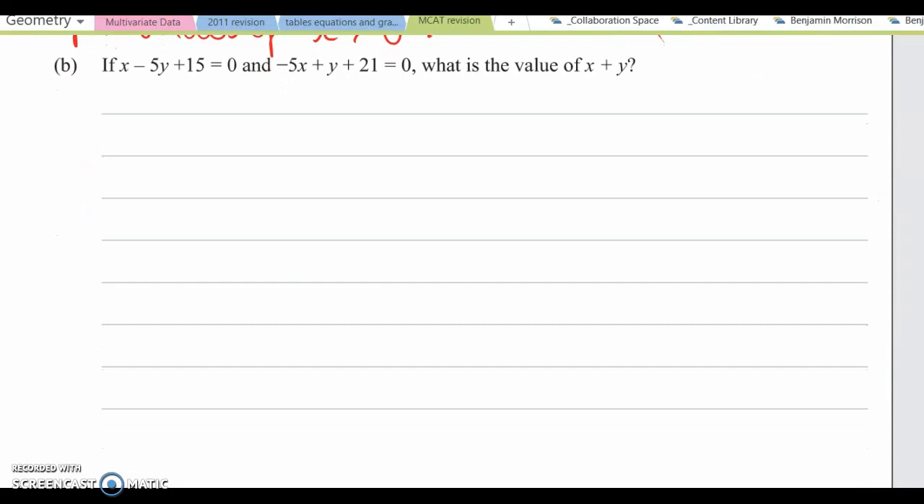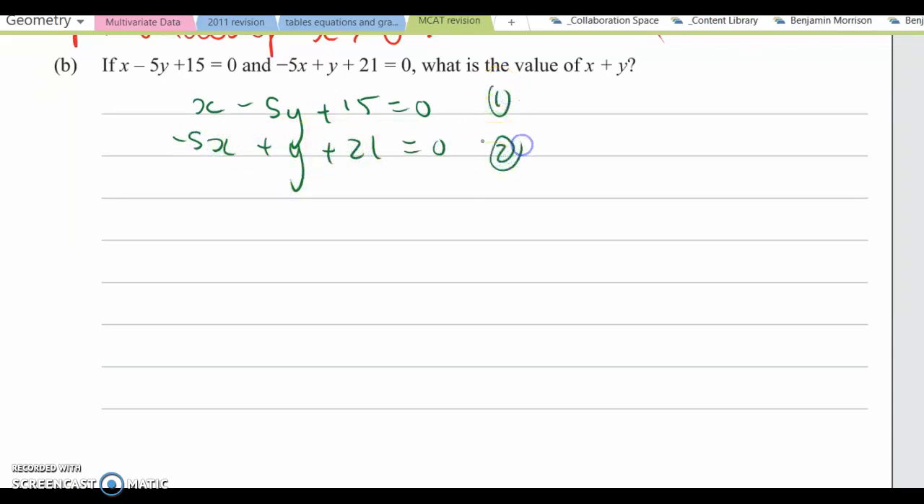Now, here it looks like a simultaneous equation. There's actually 2 ways to do this one. I'm just going to write them up as you would for a simultaneous equation. So let's just put them here. x minus 5y plus 15 equals 0, and negative 5x plus y plus 21 equals 0. So I've got 1 and 2. Now, you could go x equals 5y minus 15 and then substitute that into x over here. But I've kind of spotted a different way for this one, which I think is interesting. So I'm actually going to do it that way instead.